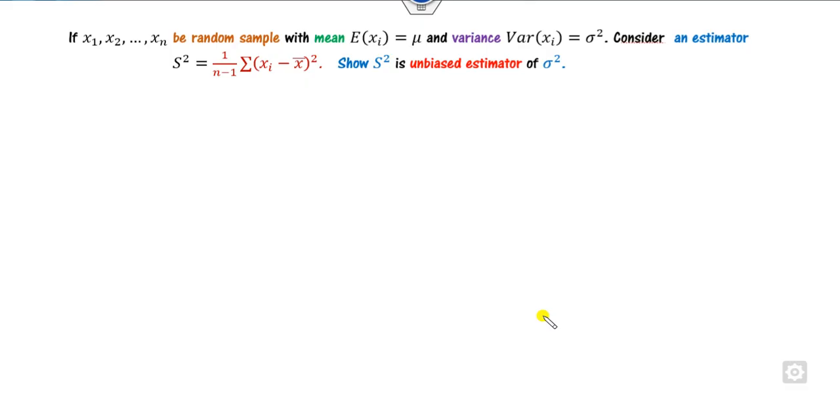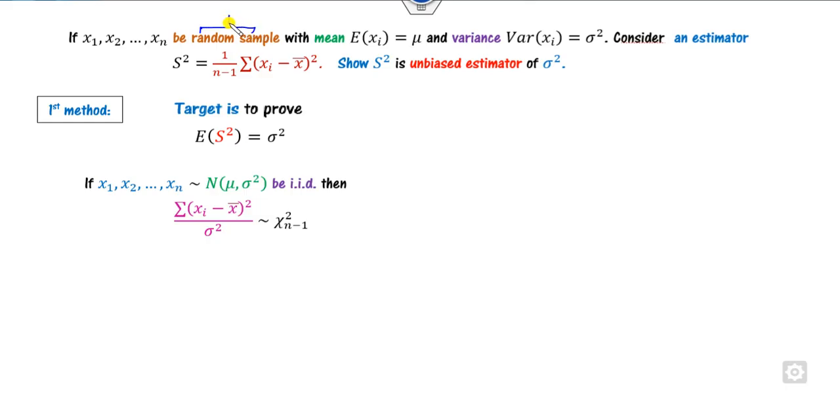If the xi's are a random sample with mean mu and variance sigma square, or if the xi's follow a normal distribution with mean mu and variance sigma square, and you consider the estimator capital S square, which is the unbiased one, we will see two different proofs. Our first method: your target is this. Once it is given that each of the xi's is a random sample, meaning they are IID, then this ratio follows the chi-square distribution. This is my chi-square, and this is my degree of freedom.